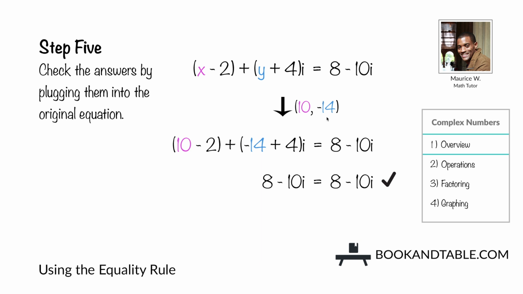So again, the equality rule is just a rule that helps us understand that complex numbers wind up working similarly to normal equations. You set the real numbers equal to each other and solve for the variable. You set the imaginary numbers equal to each other and solve for the variable. And then you can check the answers by plugging them back into the original equation.